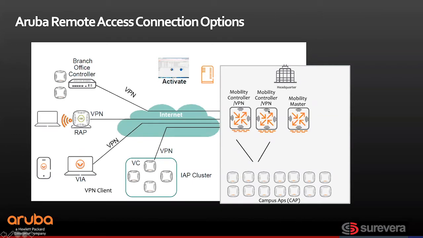The controllers, some could be a VPN concentrator, which is one of the ways we are going to talk about today. You'll hear me reference the word VPNC. So that is a VPN concentrator. Then we have the virtual controllers, which is the IAP clusters, which can create a VPN tunnel, an IPsec tunnel back into a headquarters and drop off at a controller. VIA is one of the ones we talked about as well. This is the virtual intranet agent.